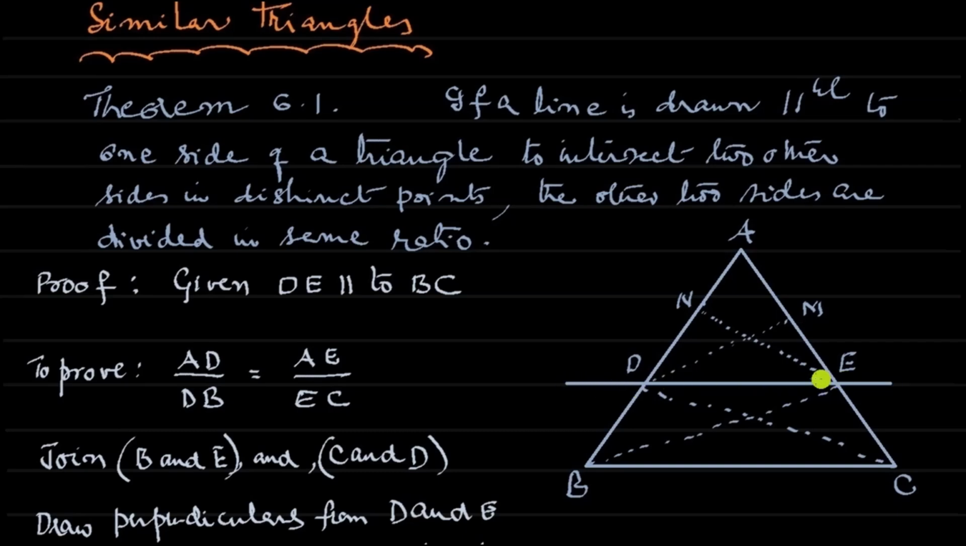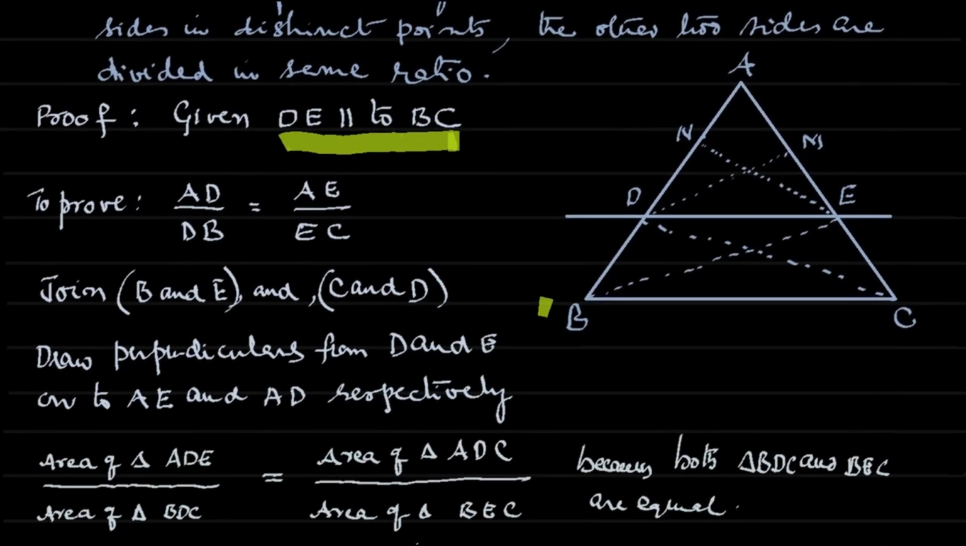If a line is drawn passing through AB and AC, which cuts AB in D, AC in E, then a line is drawn parallel to this side BC, so that it cuts the other two sides in D and E, then AD by DB equal to AE by EC. That's what we have to prove. So, first you should write what is given.